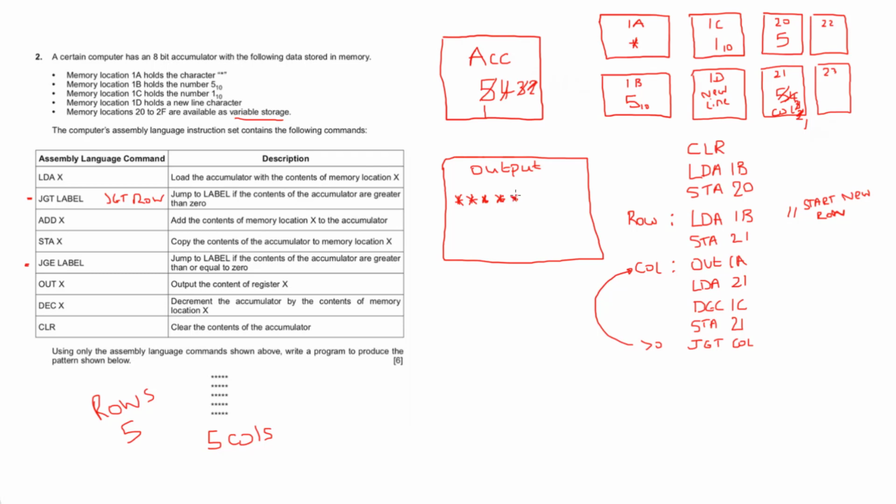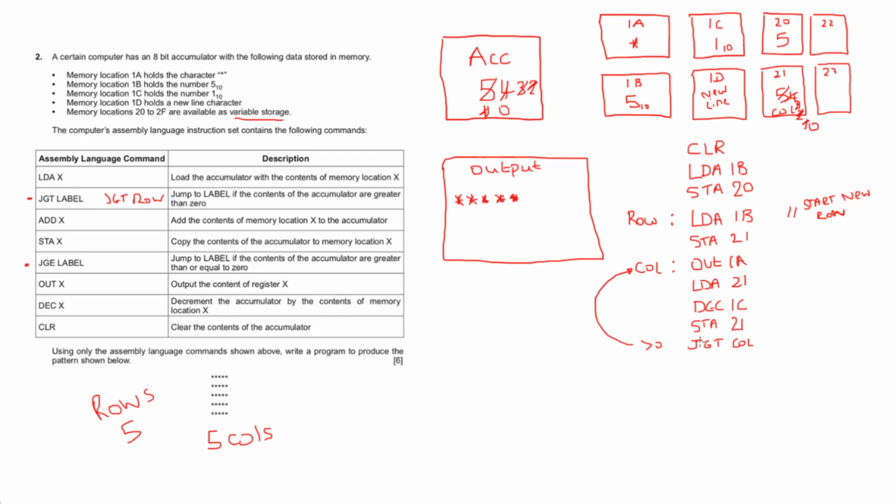So output another star, jump back up to column, output another star, load 2-1, so we load the register. So 1 goes onto the accumulator, decrement by 1, it turns to 0. Store 0 in register 2-1, 0.